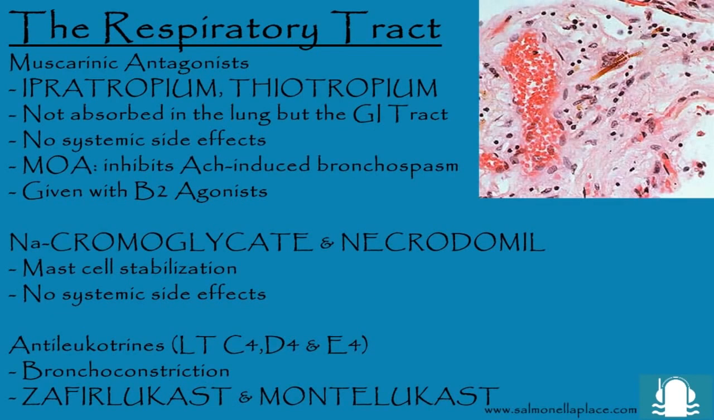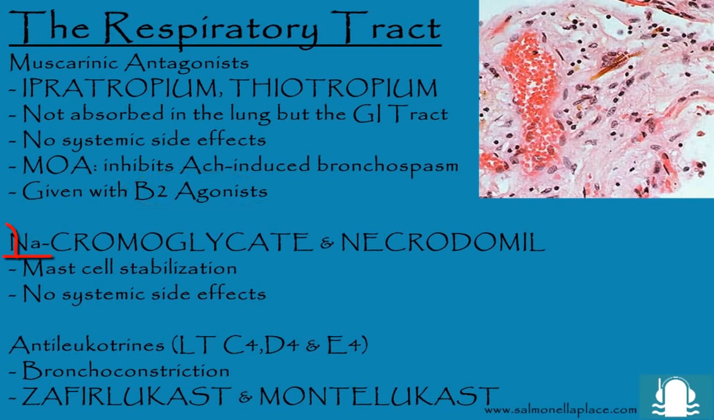Now that we're done with the bronchodilators, I'm going to go on to the next couple of subgroups of drugs for the respiratory tract, and we're going to start with the muscarinic antagonists. These include ipratropium and tiotropium. There is no absorption in the lung, but in the GI tract because they're hydrophilic. However, there are no major systemic side effects. The mode of action is the inhibition of acetylcholine-induced bronchospasm, and these are commonly given with beta-2 agonists.